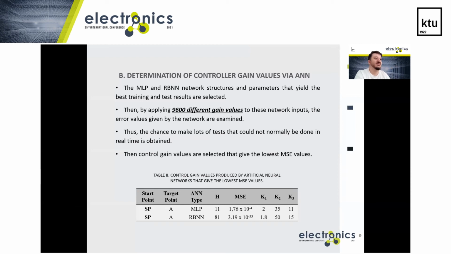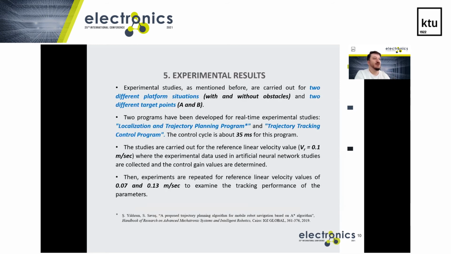So in table 2, we can find the control parameters which give the lowest posture error, mean squared error, values. We will use these network models and these control gain parameters in the experimental studies to compare the tracking performance of the gain parameters produced with these neural networks. So the final experimental studies we carried out were for two different platform situations, as we will see in the following figures, with and without obstacles, and two different target points, A and B.